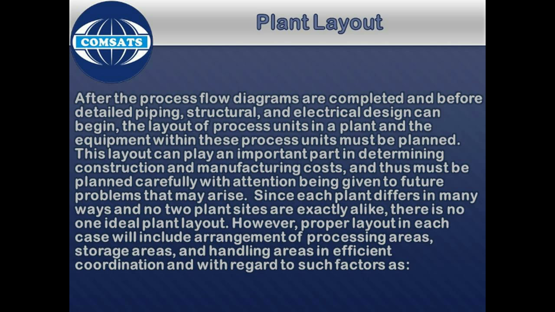Now, plant layout. After the process flow diagram is completed and before detailed piping, structural and electrical design can begin, the layout of process units in a plant and the equipment within these process units must be planned. This layout can play an important part in determining construction and manufacturing cost and thus must be planned carefully with attention being given to future problems that may arise.